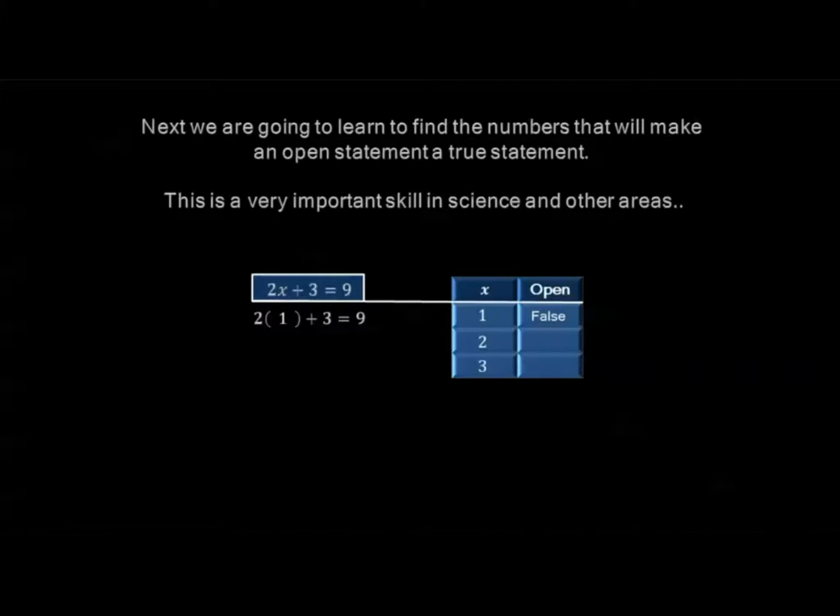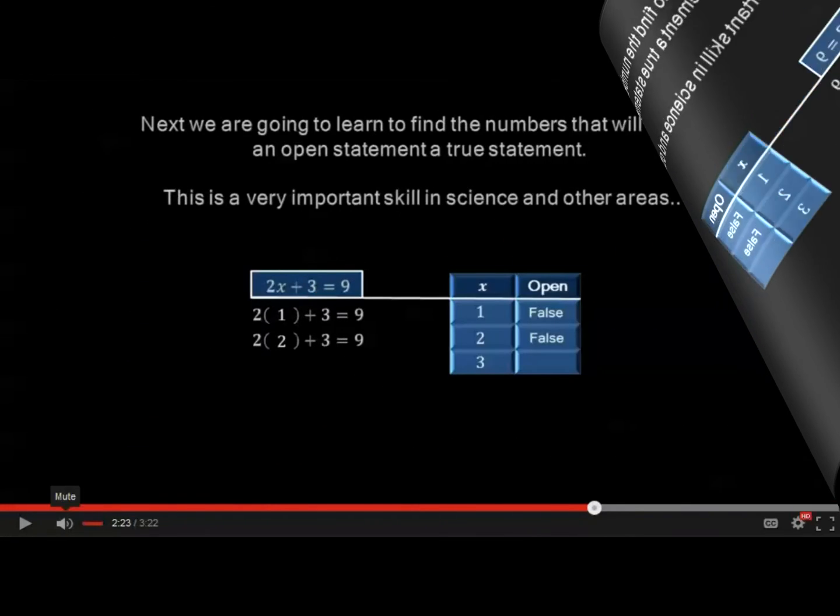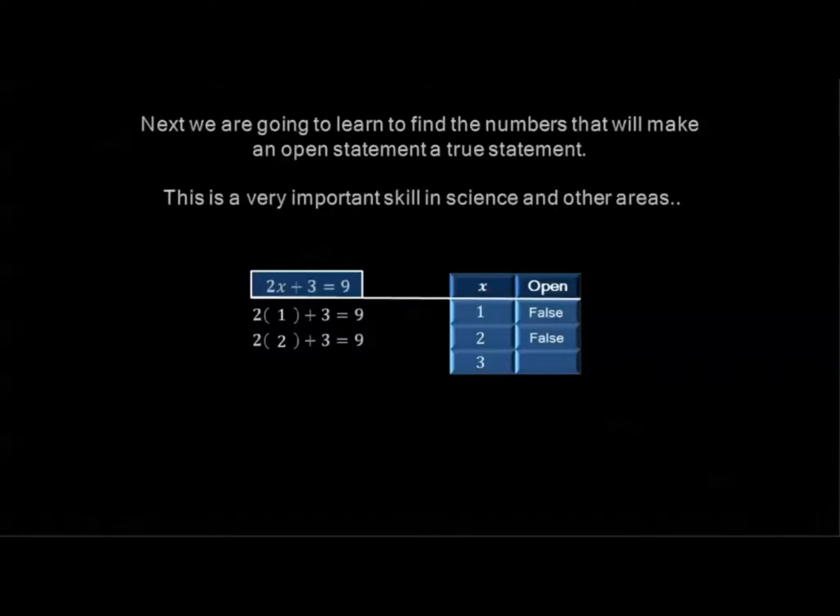We look for more numbers. We go to the number 2, and we try that number, replacing x by the value 2, to see again if we have a true statement. Using our facts of numbers, 2 times 2 is 4, plus 3 is 7. That is not equal to 9. We have a statement here, but again, it is a false statement. We are interested in finding the number that will make it a true statement.